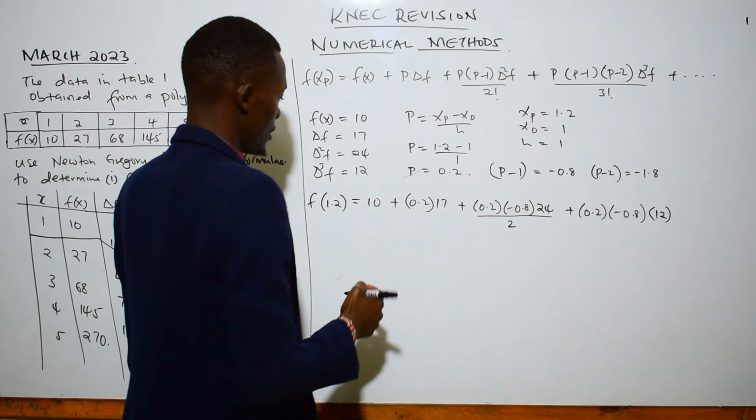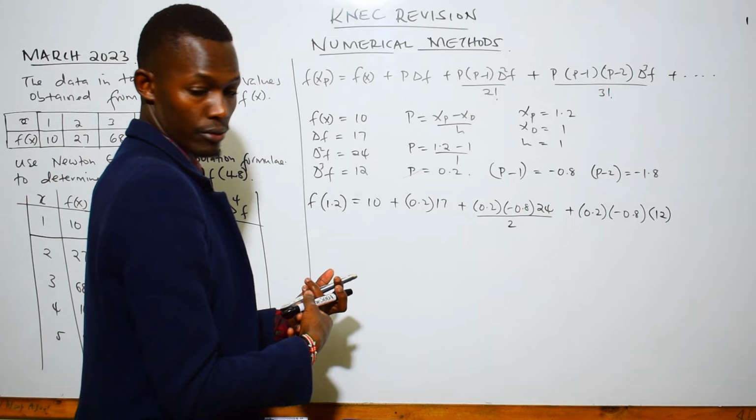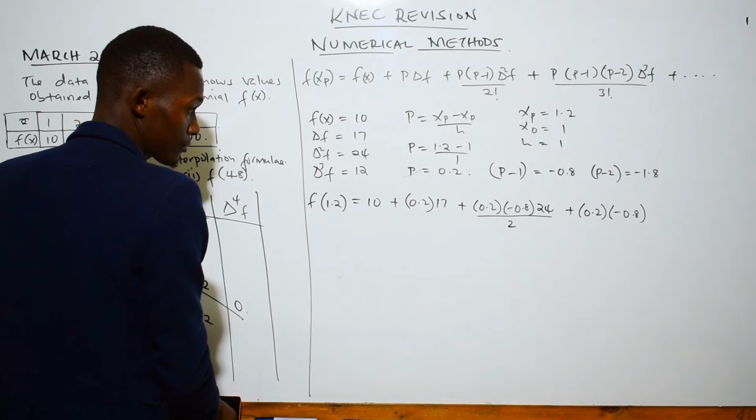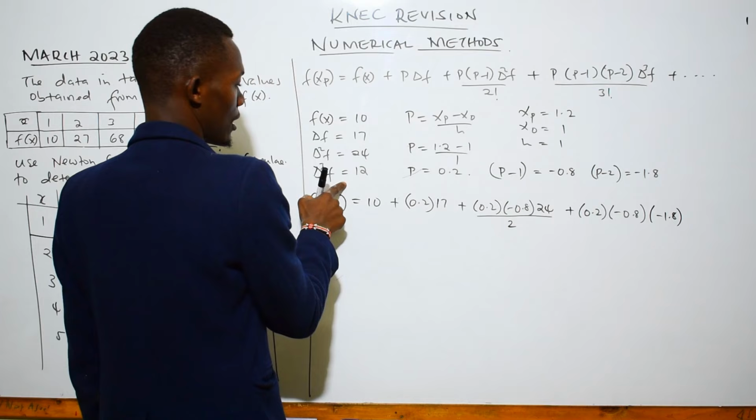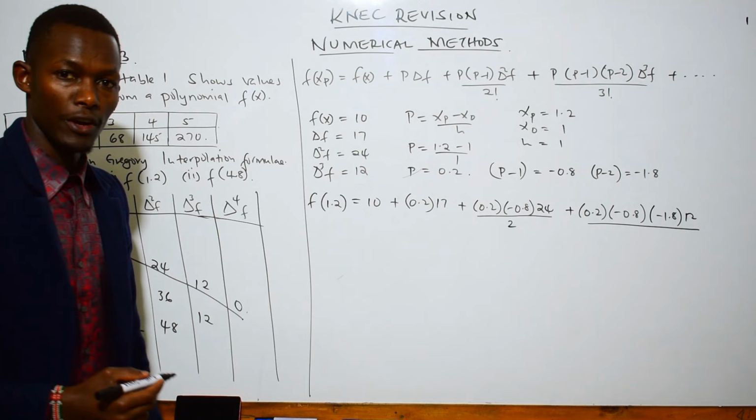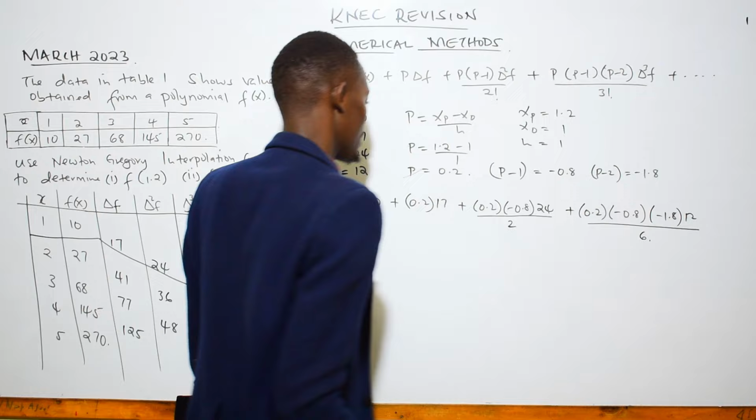Then we have p, p minus 1 is that, and p minus 2 is this value here, negative 1.8. Then we get our third difference, which is 12, over 3 factorial. 3 factorial is the same as 3 times 2 times 1, which is just 6. So now, evaluating the values, therefore, we have.